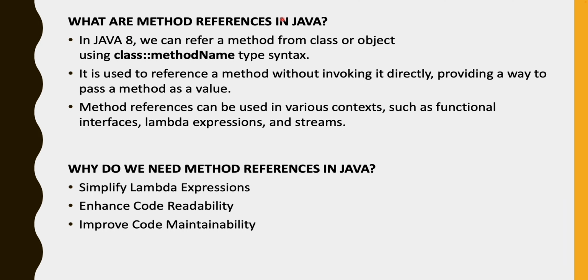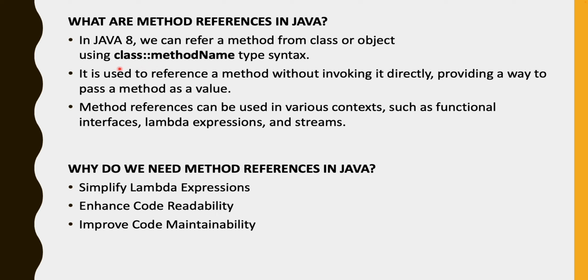So what are method references in Java? In Java 8, we can refer to a method from a class or an object using the class::method name. Previously, before Java 8, how would we call the method? We would call the method using the object name dot method name, passing the parameters. But after Java 8, we can call the method by name.